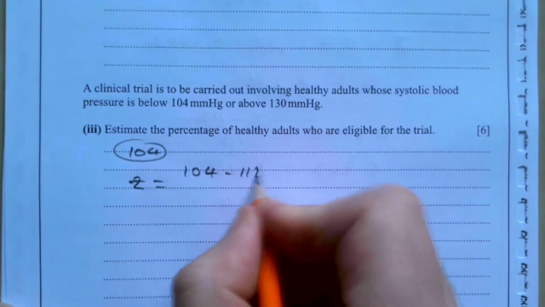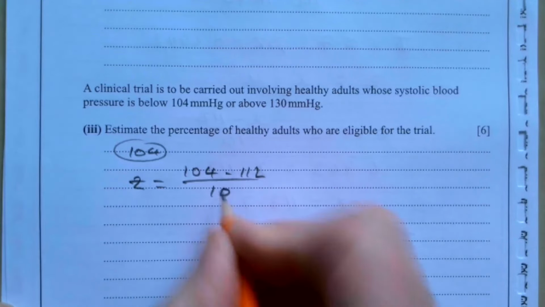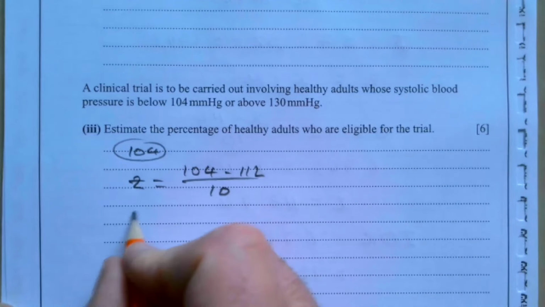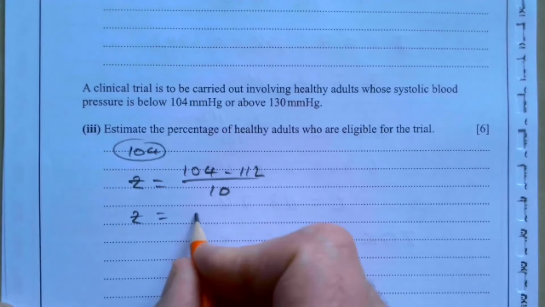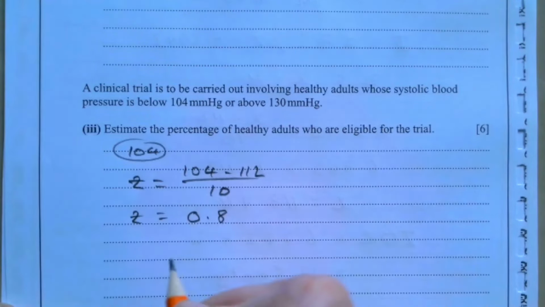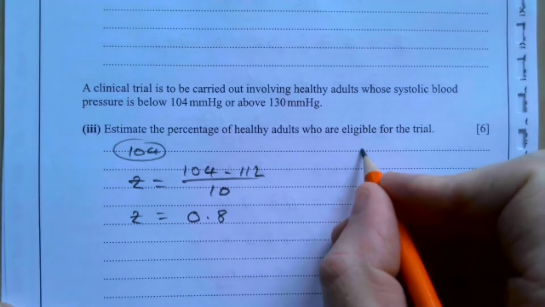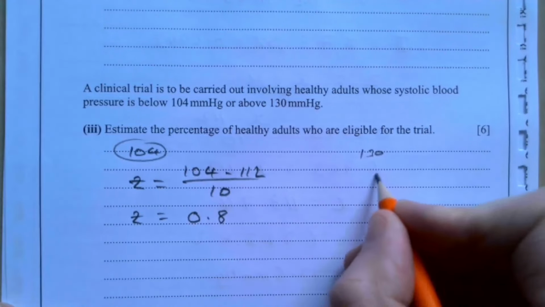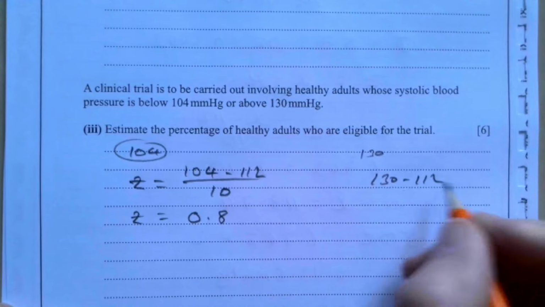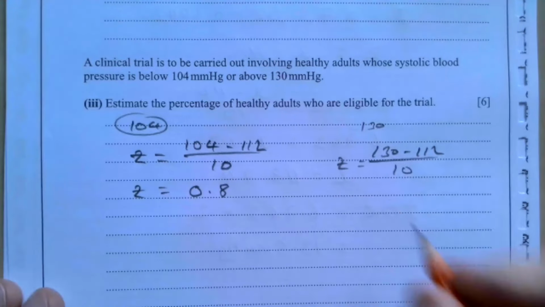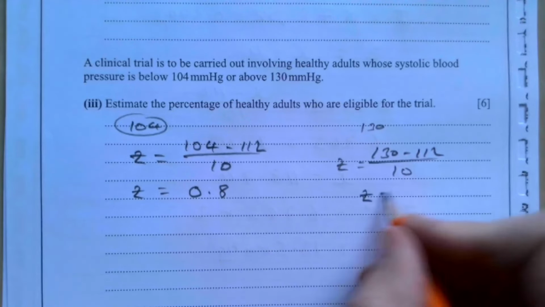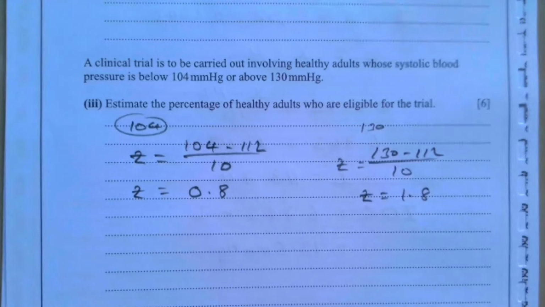104 minus 112 over 10, and that's going to be 0.8. And then for 130 minus 112 over 10, that's obviously a value of 1.8. So we need to be careful with a couple of things here.